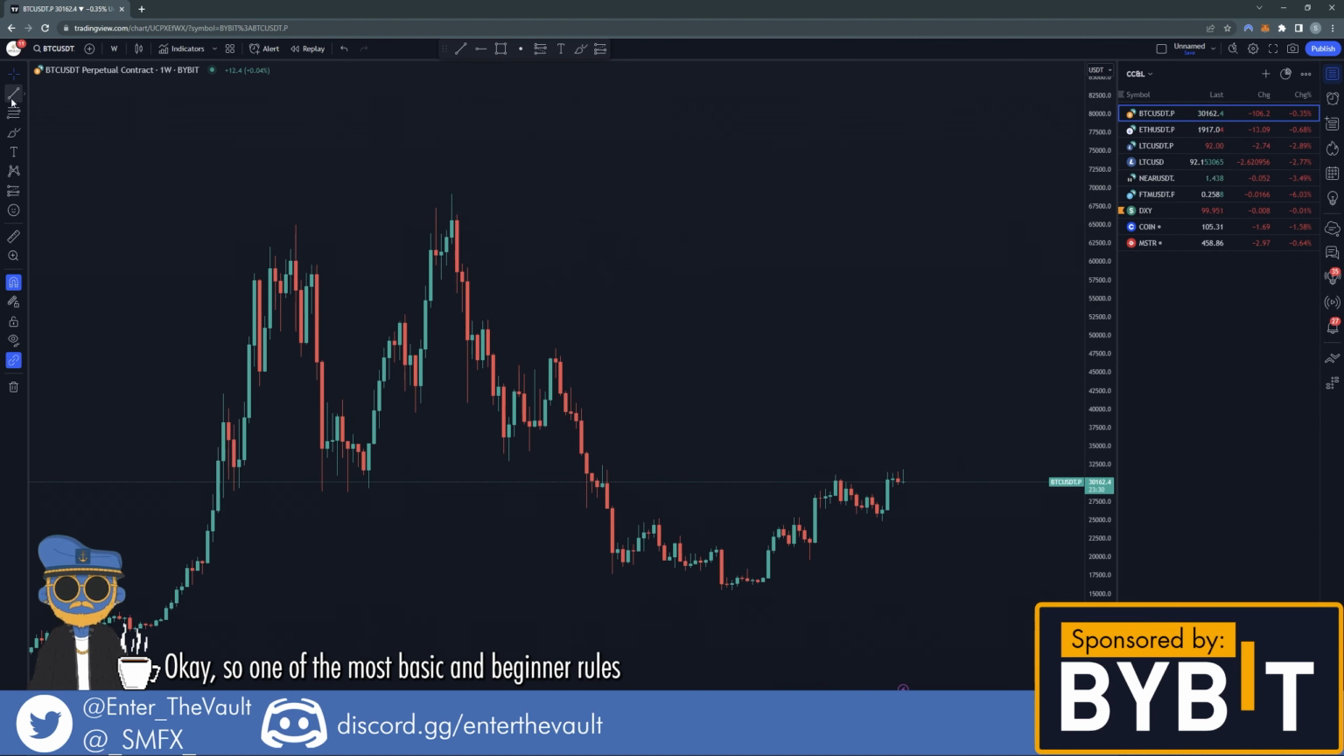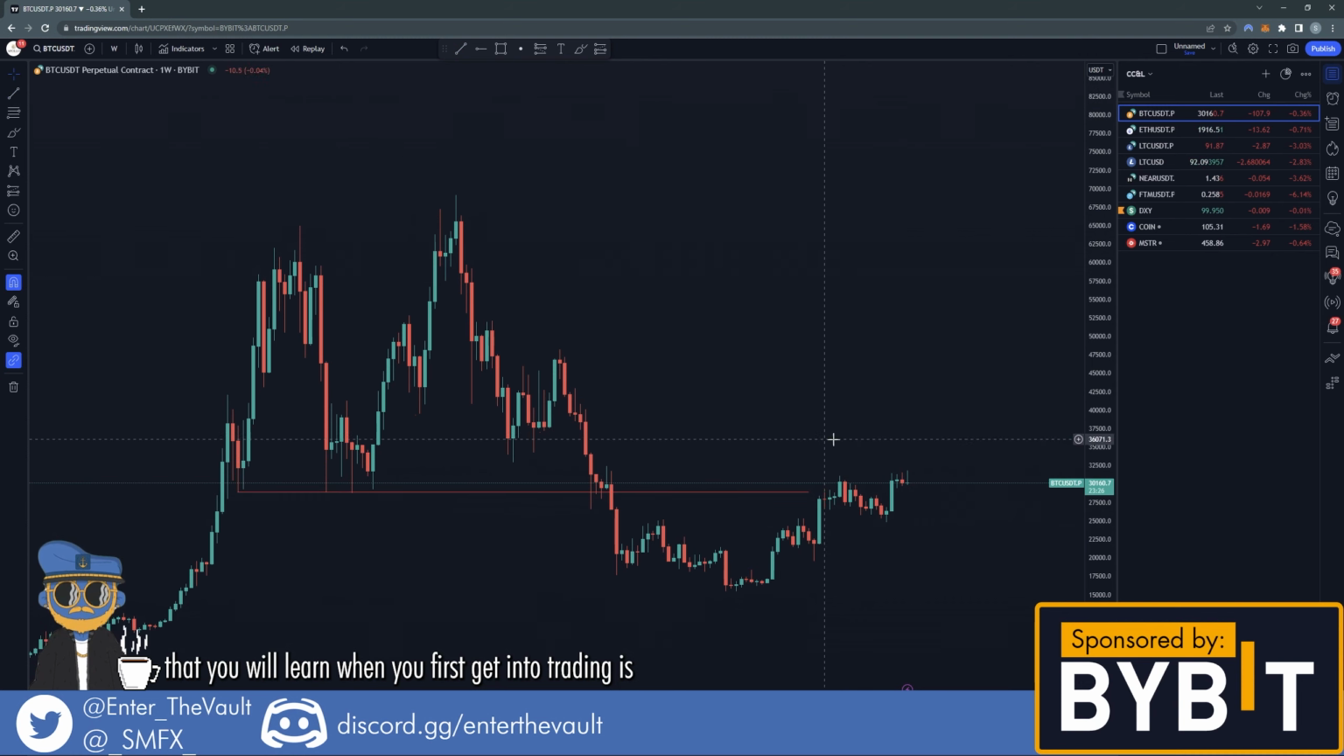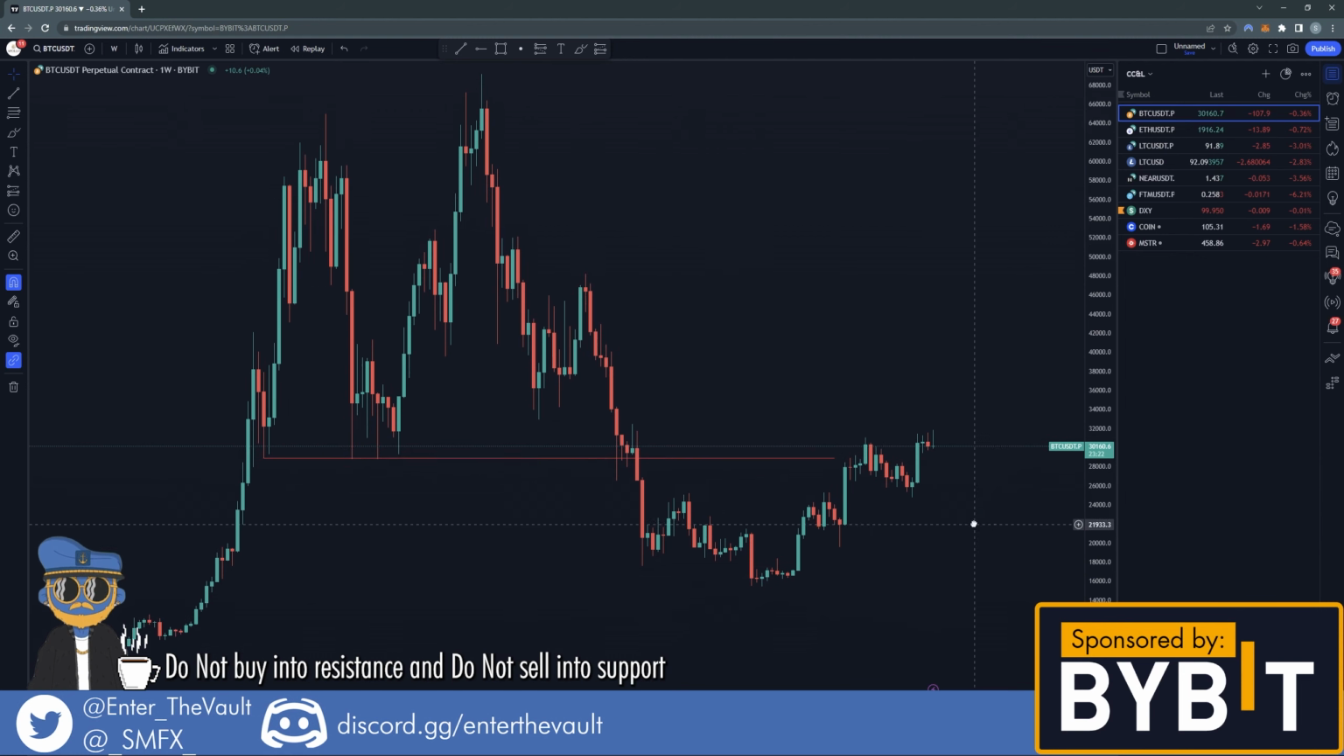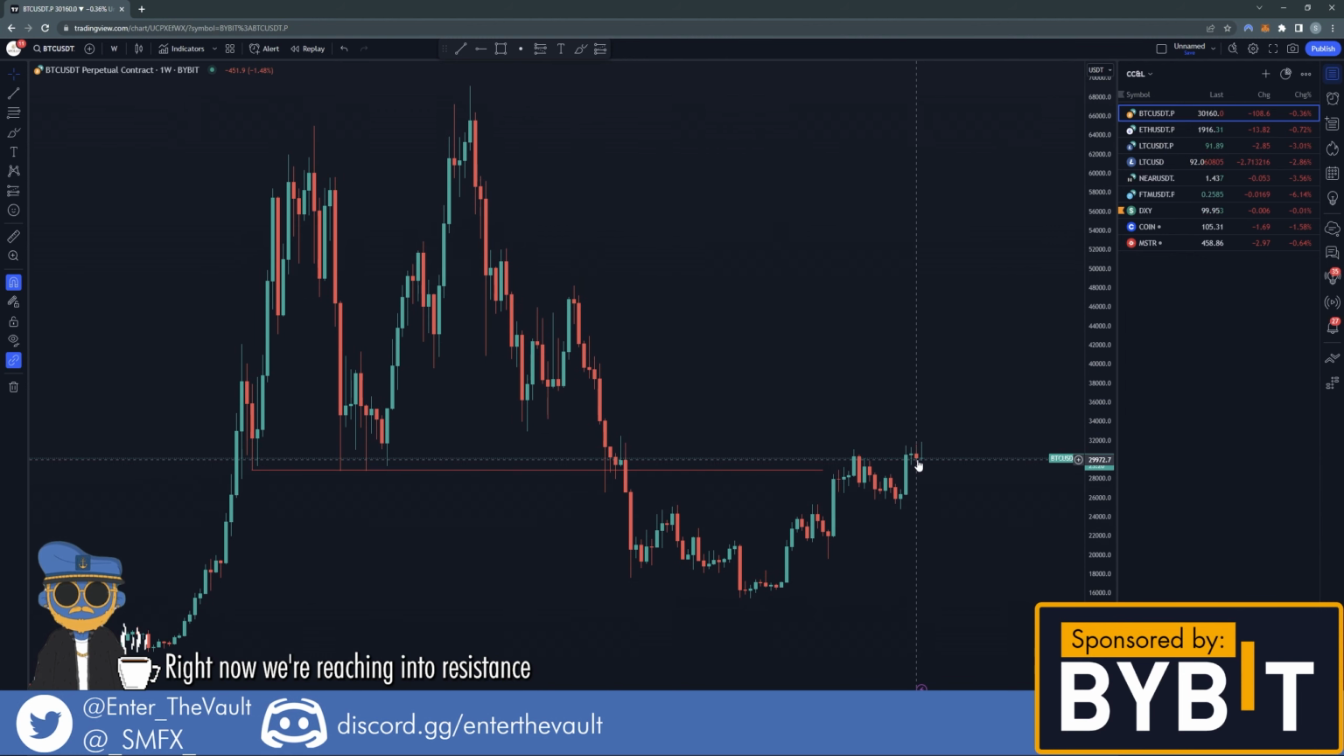Okay, so one of the most basic and beginner rules that you will learn when you first get into trading is do not buy into resistance and do not sell into support. Right now we're reaching into resistance. So we have support, we break through it here, and now we're just retesting it. So now is not the time to be looking for longs.